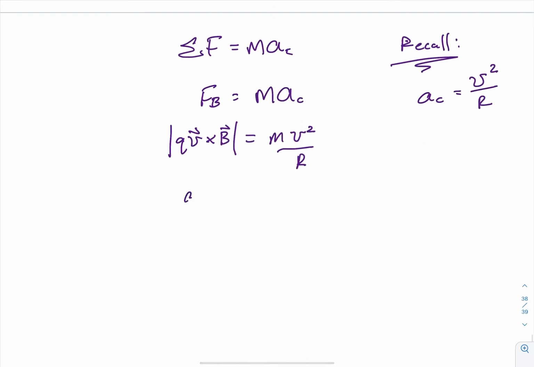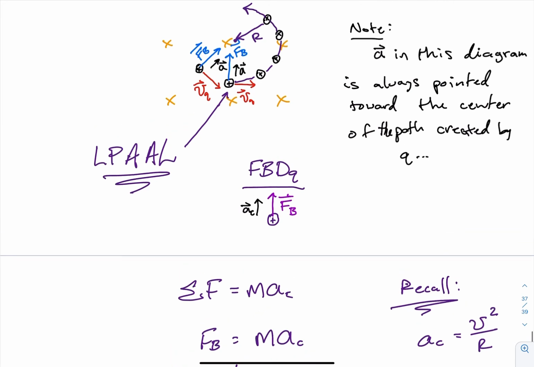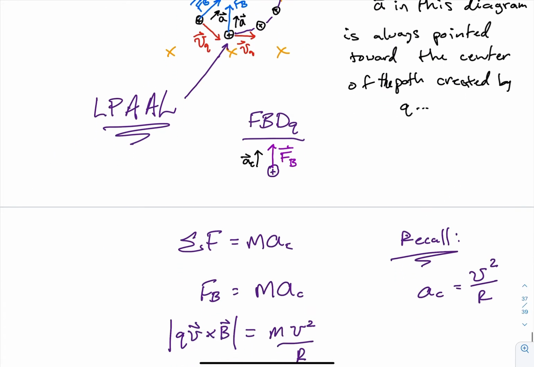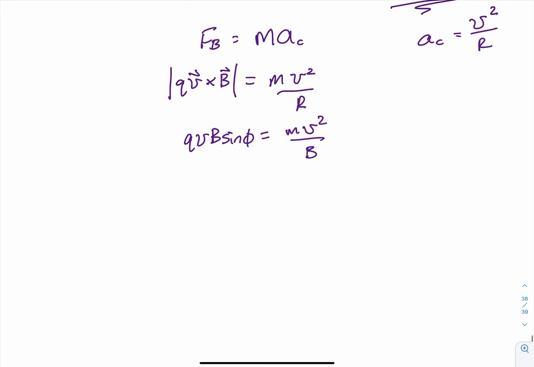So that will end up being QVB sine phi, where phi is the angle between V and B, but we already said earlier, and in our picture we can see that the angle between V and B is 90 degrees. B is going into the page, so any vector that's in the plane of our page will be 90 degrees or orthogonal to it. Well, the sine of 90 degrees is just 1, and so this will become QVB equals MV squared. Oh, and I messed up there. I should say R.